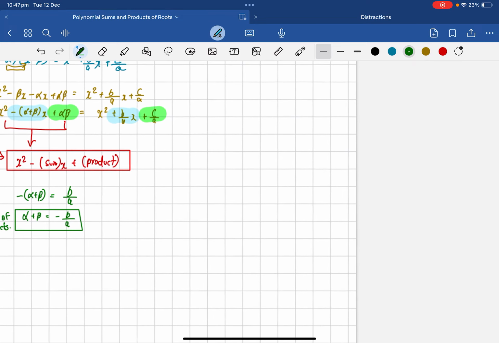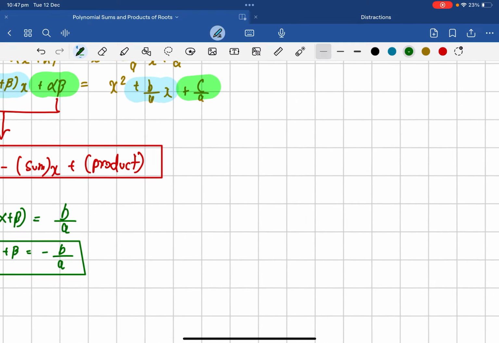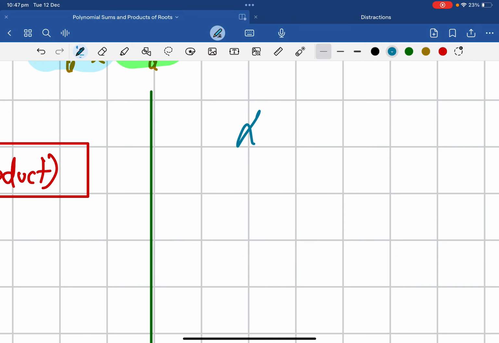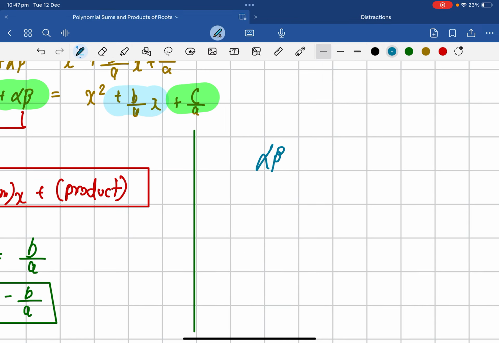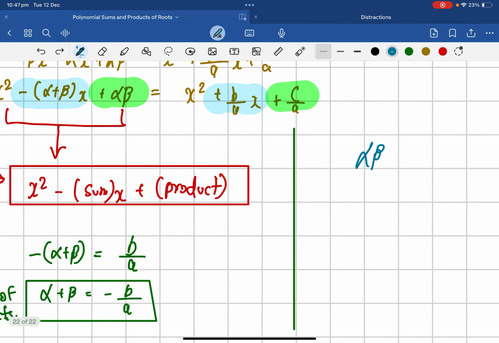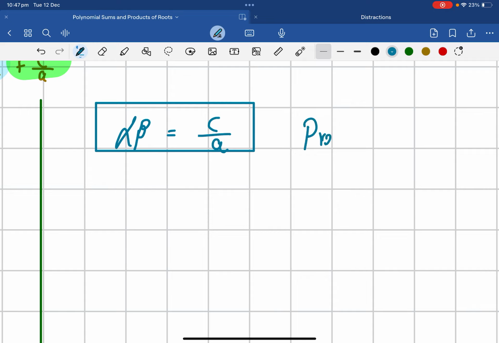Now, how about this one? What is it? Product of roots. Let's draw a line here, and let's go on this side. Here, we are saying that alpha beta, the green, we are looking at the green ones now. So alpha beta is equal to c on a because they both are in a similar spot. And it's as simple as that. There's nothing else to talk about. This is the product of roots.